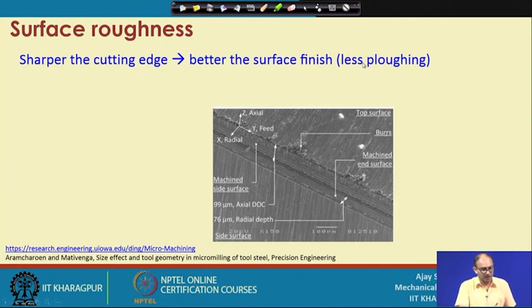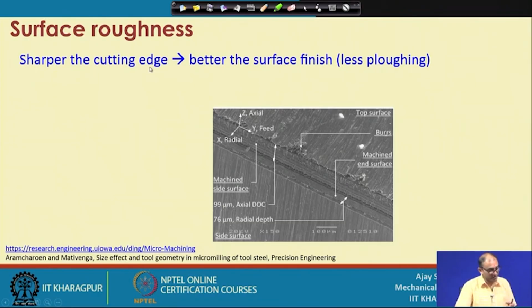Because we want to avoid the plowing action, if your cutting edge is very dull, at that time we know that it is not maintaining its value with respect to the uncut chip thickness. Because of that you will end up with a rubbing and plowing type of mechanism, and you are not getting a better surface finish in this case. So, we have to maintain the sharpness of the cutting edge for a longer time.